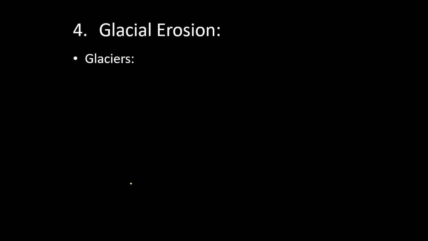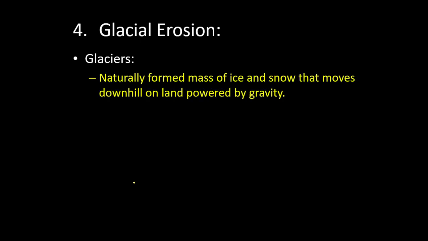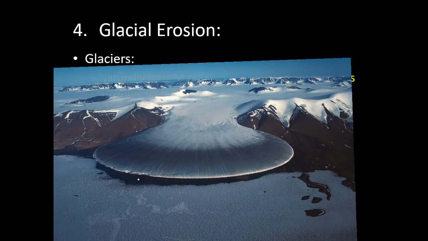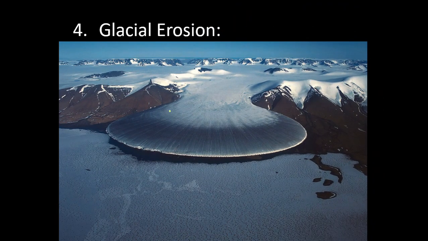Okay. And finally, we have glacial erosion. These are massive glaciers, which are naturally formed masses of ice and snow, and they move downhill powered by gravity. Right? Glaciers. This is a beautiful example of a glacier. Right? This is all part of the glacier up top, but it has broken through the side of the mountain, through the side of the rocks over here, and it has created this nice big shape.